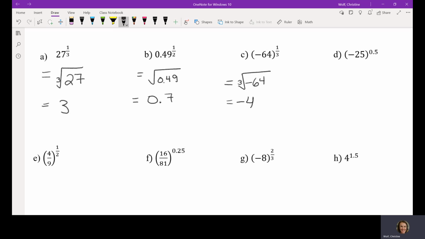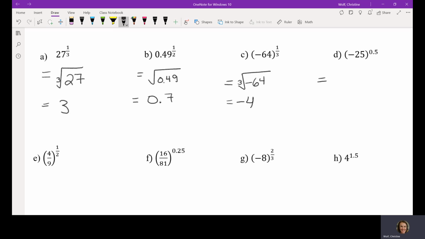Such as negative 4. Okay, here we have 0.5. It's our first decimal. Whenever you see a decimal, the first thing you do is change it to a fraction. What is the fraction of 0.5? 1/2, a half, right? 0.5 means half. Half in the fraction form is 1/2.